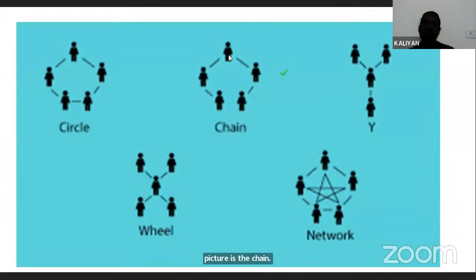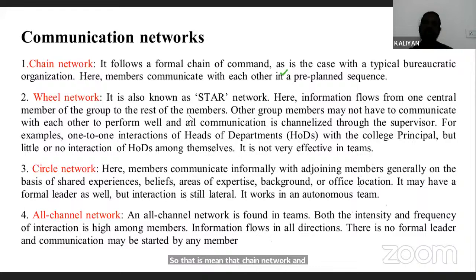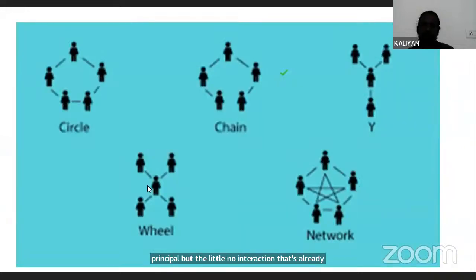This is the head of the organization. He gives the order to somebody, who gives the order to somebody else. That means the chain network. And the wheel network is also known as the star network. The information flows through one central member of the group, who gives it to the rest of the members, like the head of the department or the college principal, with little interaction among the others. It is very effective in teams. See the wheel network: the principal communicates the information to the head of the department, and the head of the department shares the information with the professors. This is a wheel network.